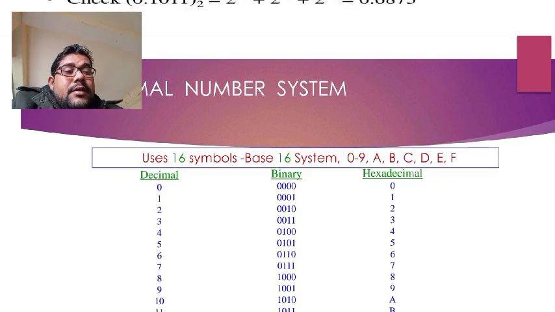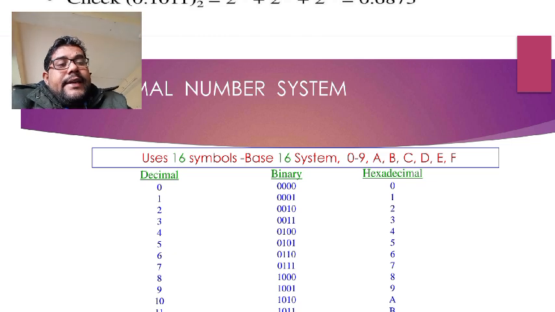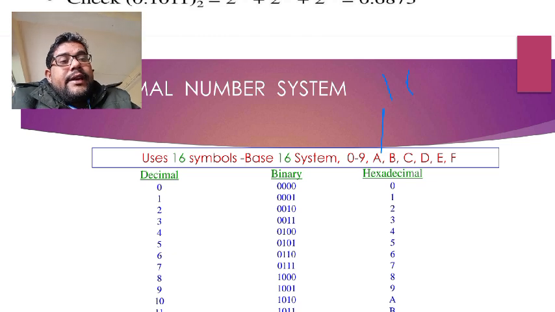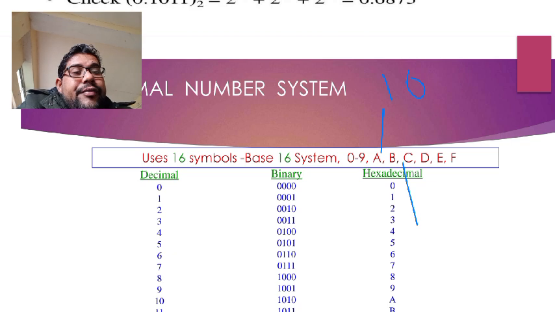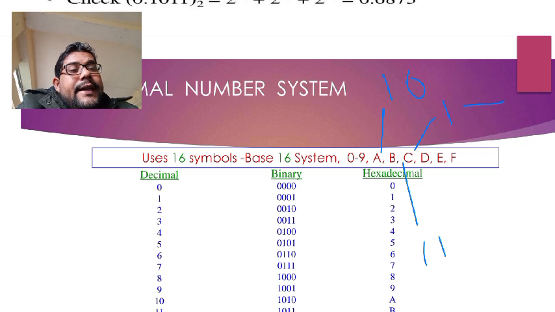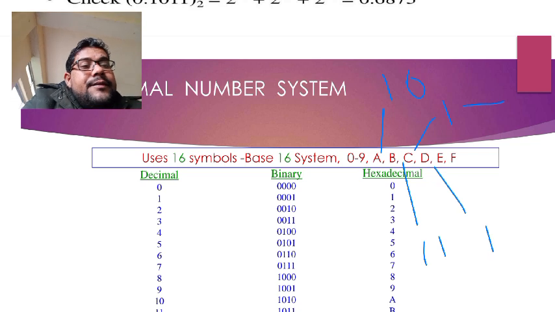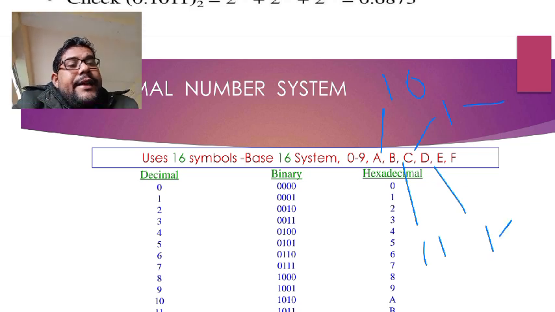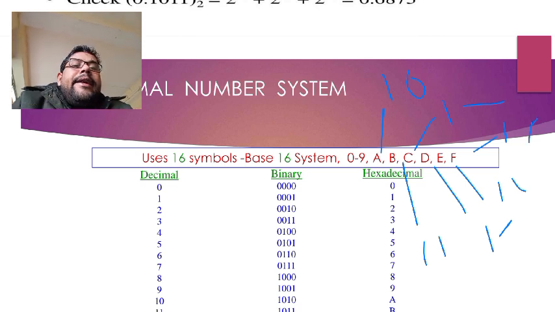Instead of 10, we can write A, and instead of 11, we can write B. For 12, C. For 13, D. E is 14. F is 15. In this way, we will not write 10, 11, 12, 13, 14, but we will write A, B, C, D instead. Up to 9, the digits stay the same.